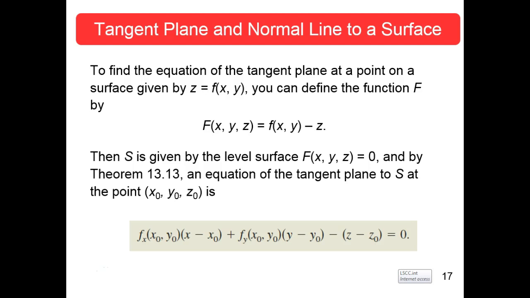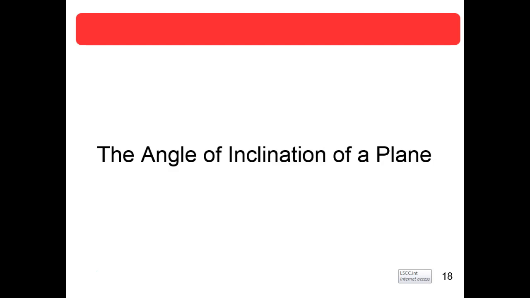This isn't because this is equal to 0, it's because the tangent plane and the gradient vector are perpendicular. That's why the dot product is 0. Okay? So that gives us a little bit simpler formula, if you can remember to put it in place there.